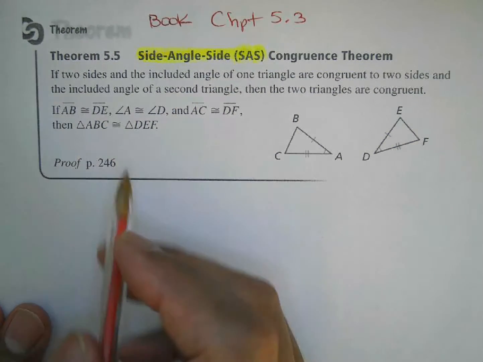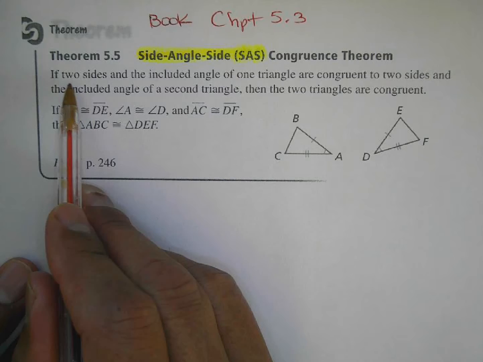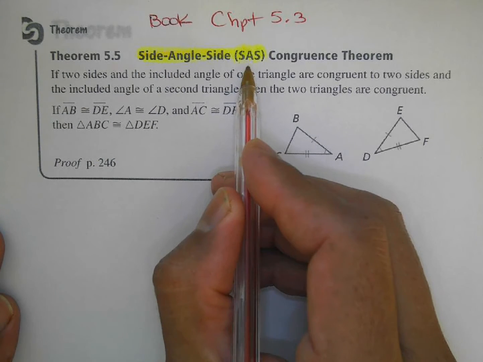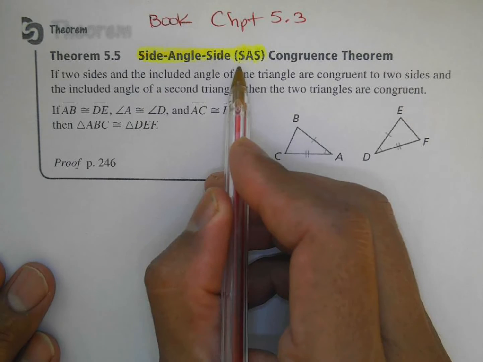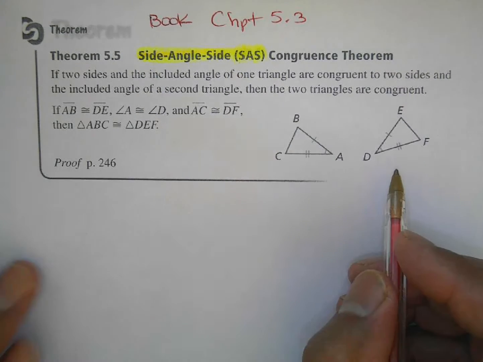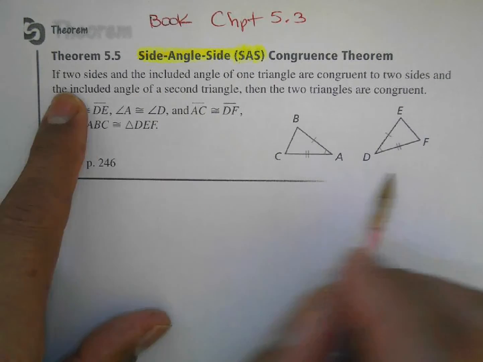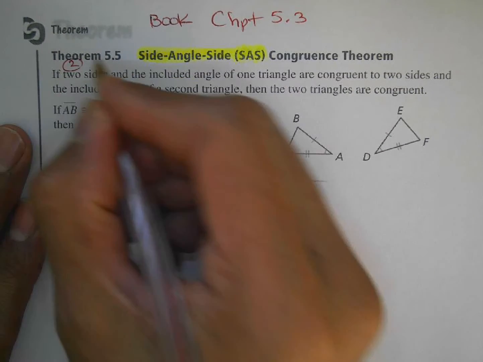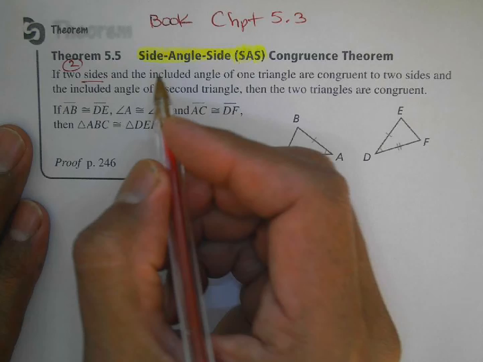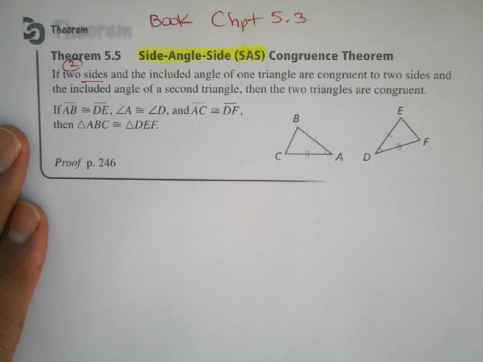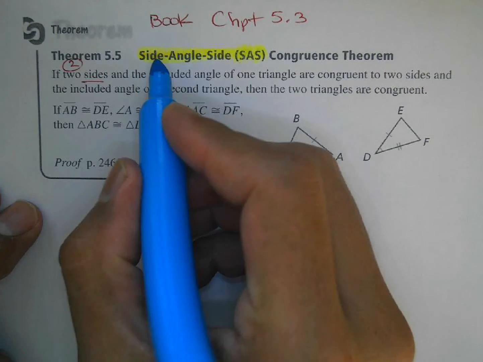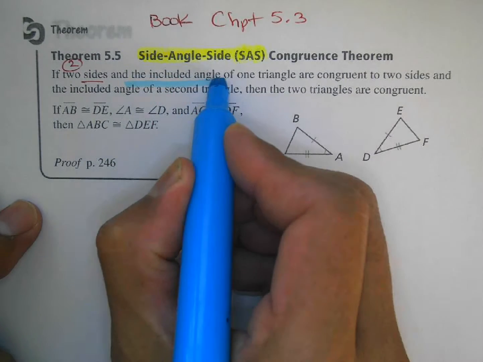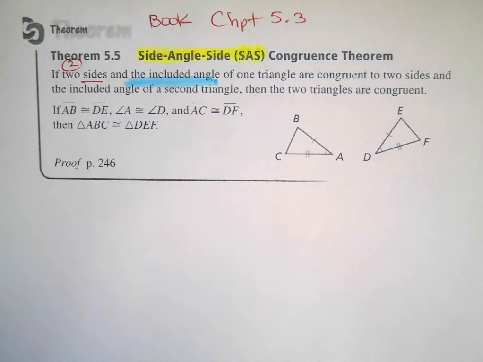All right. Now, this is going to be tricky because it can't be any two, right? Side angle side means two sides and one angle, but it has to be in this order. It can't be two different sides. So let me explain. If two sides, and here's the important part, where it says, and the included angle. What does that mean?